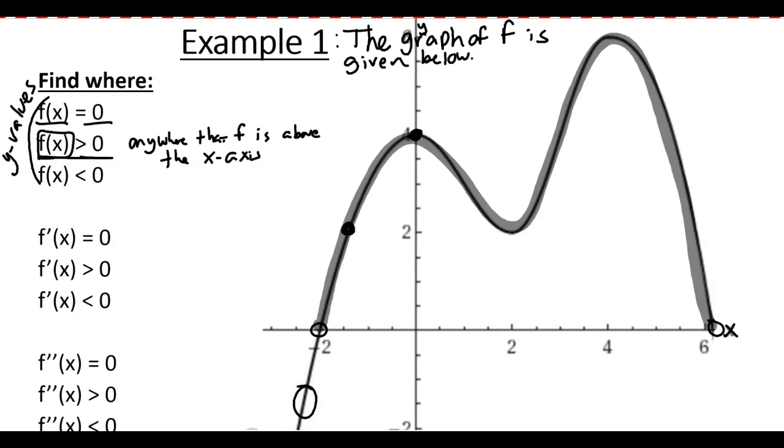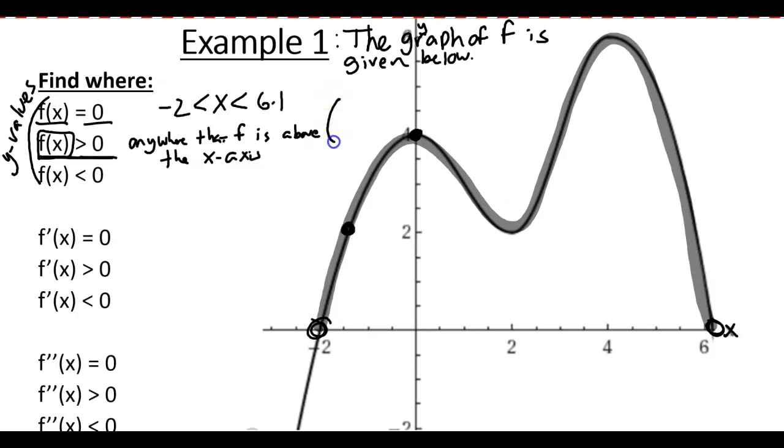So basically, f of x is greater than 0 anytime it's above the x-axis. And therefore, in this case, it doesn't happen at a single point. Instead, it happens in a whole range. So anywhere from x equals -2 to x equals 6.1, it's above the x-axis. So f of x is greater than 0 when x is between -2 and 6.1, for all values of x between -2 and 6.1.